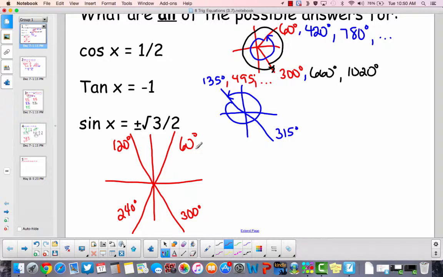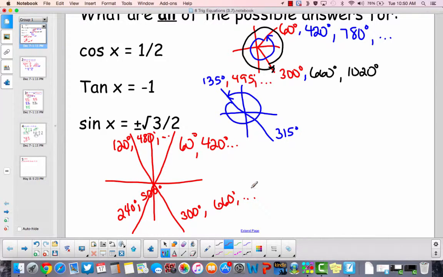But again, we could go around the circle, add 360 to that. So that would be 420 degrees. Add 360 to that, this would be 480 degrees. Add 360 to that, that would be 500 degrees. Add 360 to that, that would be 660 degrees. And we'll just keep going.